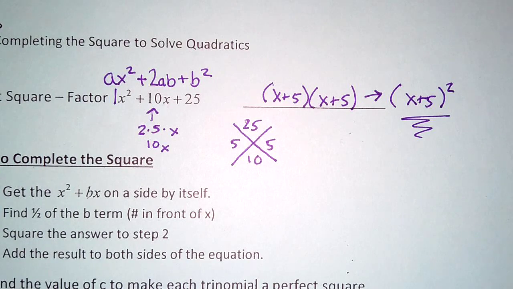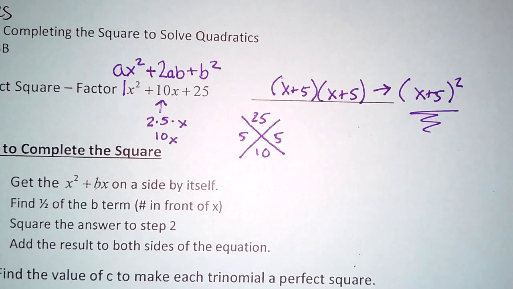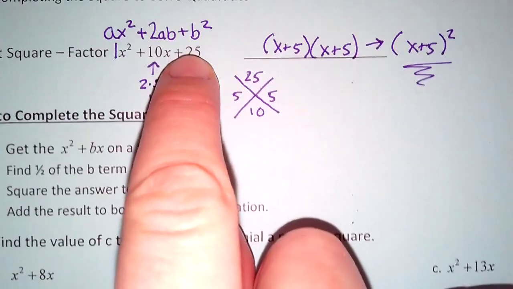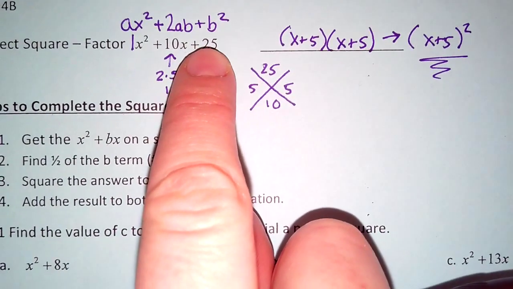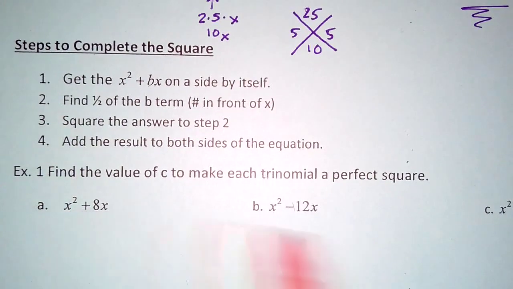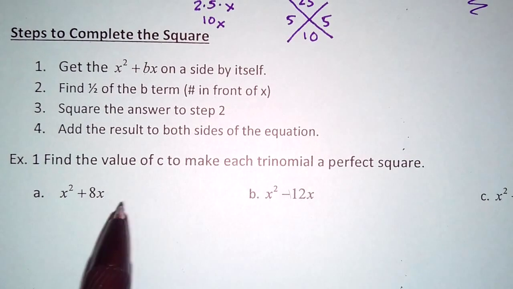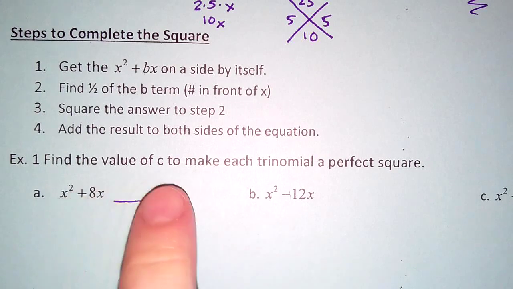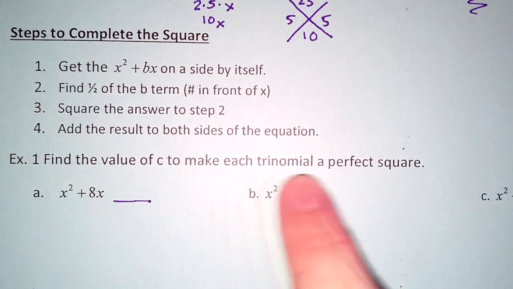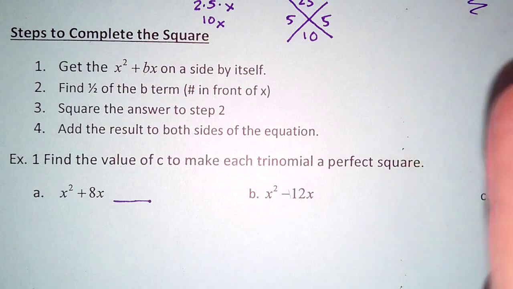This is what we're going to do today. We need to be able to find out what this term would be, the 25, without it being there. And it's really not too bad. So these next 3 examples, we're not doing the completing the square perfectly. We're just doing a portion of it to start out with, breaking it up into little bite-sized pieces. So first, we want to find this piece. It says find the value of c to make each trinomial a perfect square, like the one above.